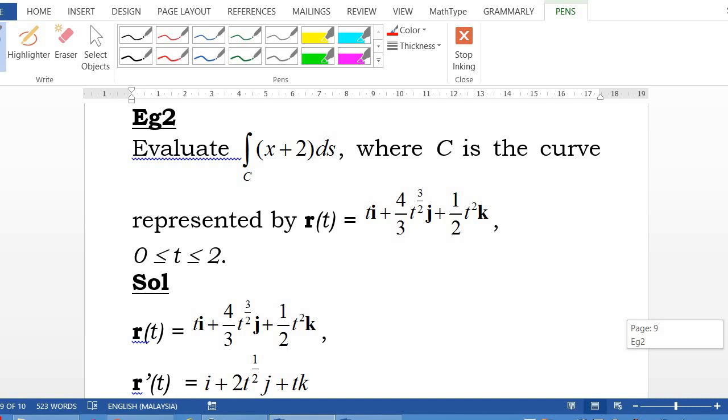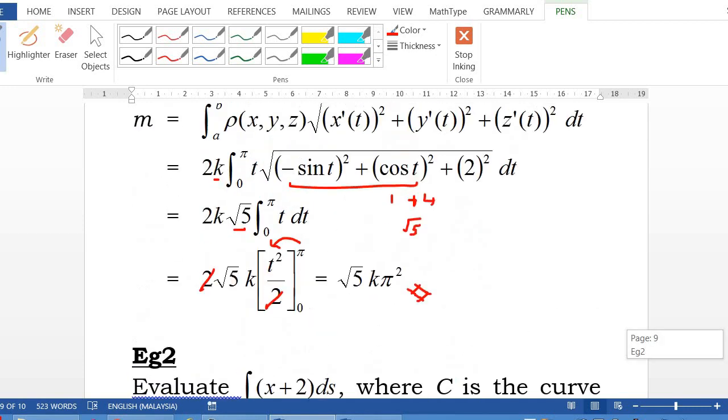Example 2, evaluate the line integral of the scalar field, the integral of x plus 2 ds along curve C, where C is a curve represented by r(t) equals t i plus 4 over 3 t to the power 3 over 2 j plus half t squared k, where t goes from 0 to 2.